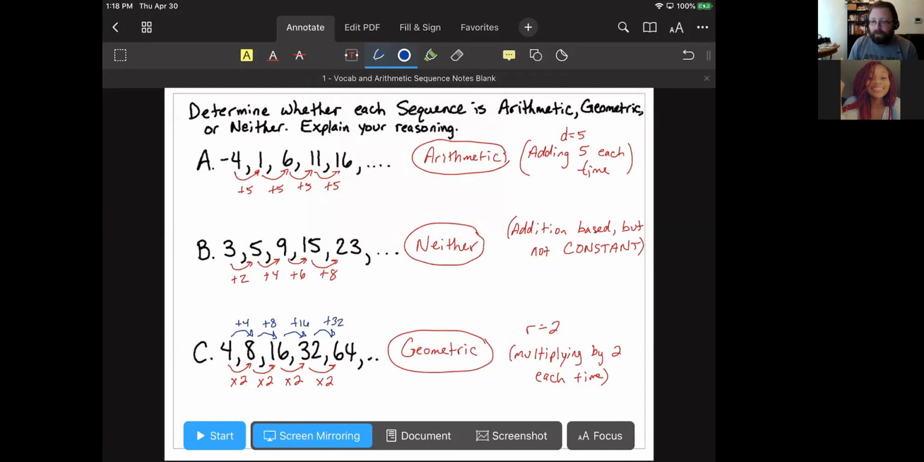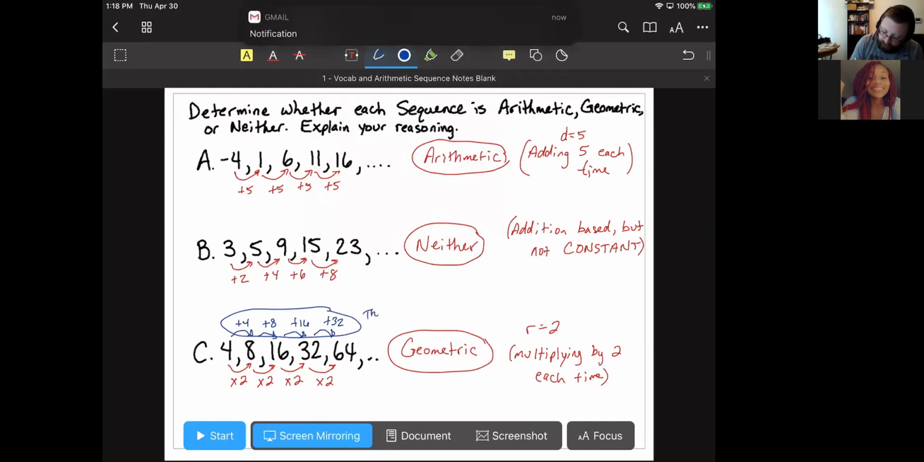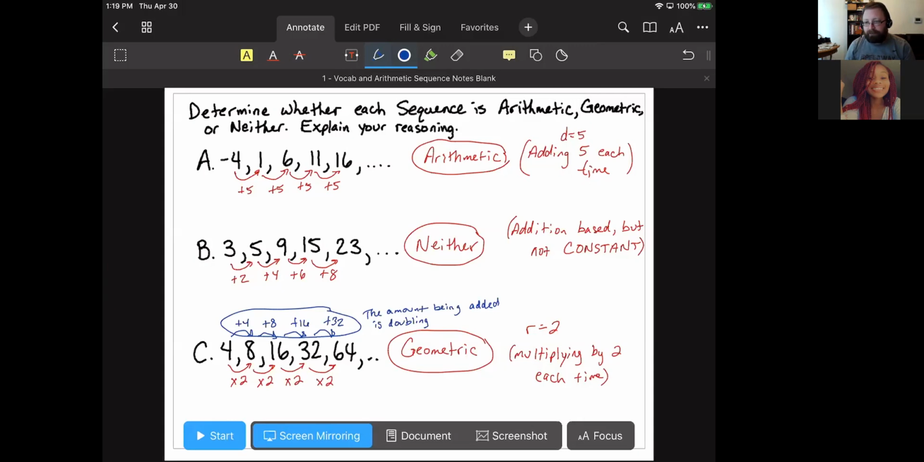But what we do need to notice is that even though this isn't constant, the amount being added is being doubled each time. It's being multiplied by 2, right? That indicates that there's a multiplication pattern to it. Okay? Because the amount you're having to add is doubling. That implies there's actually a multiplication pattern.